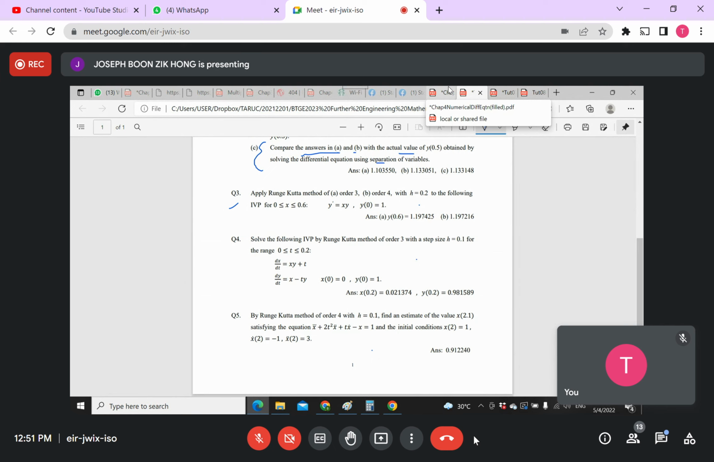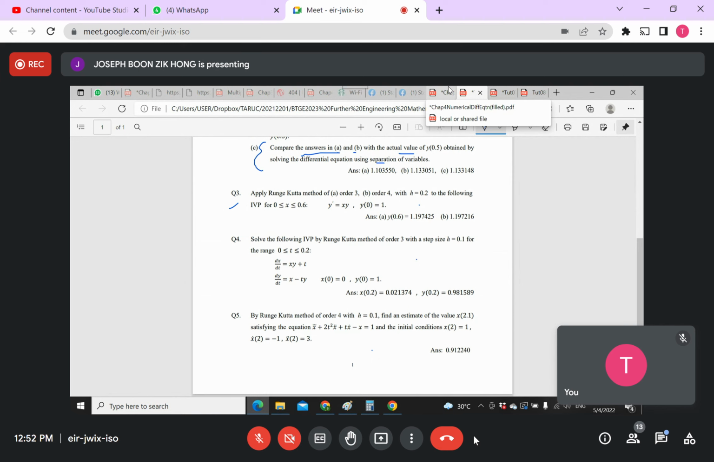Okay, but again, the more steps you do, if you compare to the exact answer, it will be more accurate. The size of the error will be getting smaller and smaller. Order of 4 will be smaller than order of 3. Order of 3 will be smaller than modified Euler method. Modified Euler method will be smaller than Euler method. So the more steps you do, the smaller the error will be.